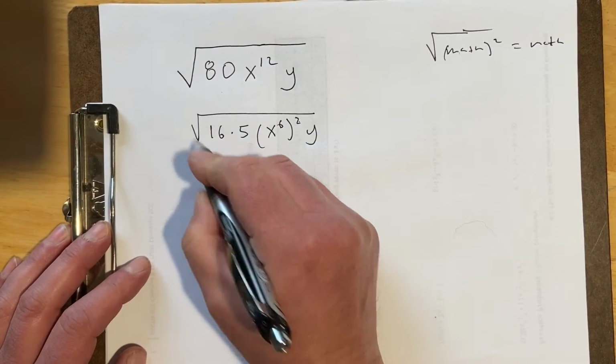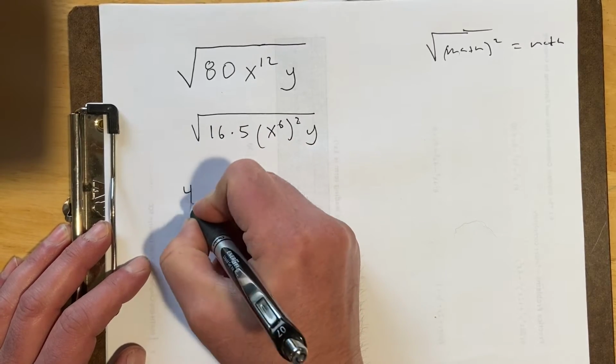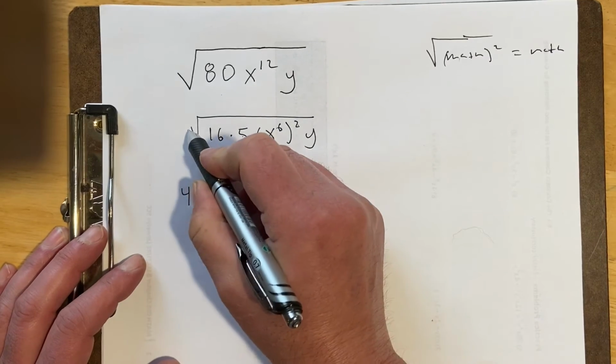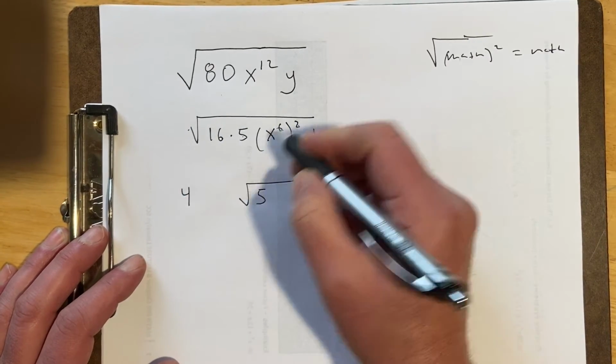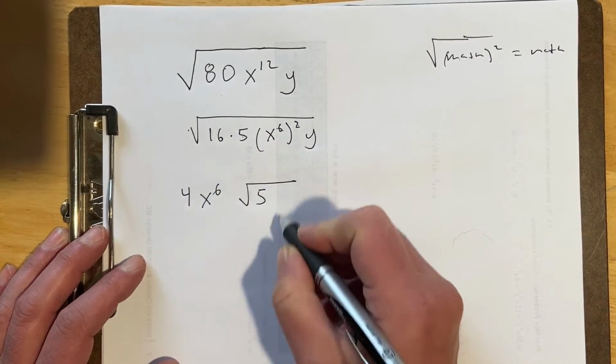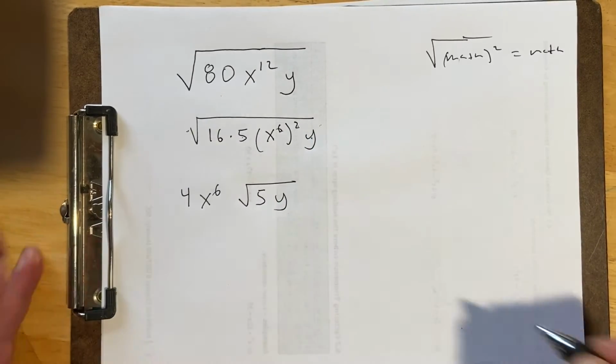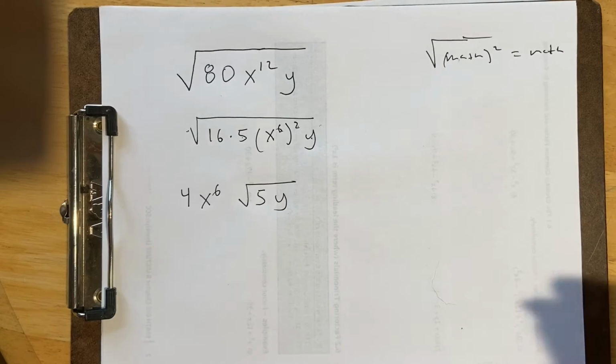Then when I do my root, square root of 16 would make a 4. Square root of 5, that stays in. The square root of x to the 6th squared would bring out x to the 6th. And then I can't take a square root of y because I need at least a pair, so the y would stay in. So that's one way of thinking of it.